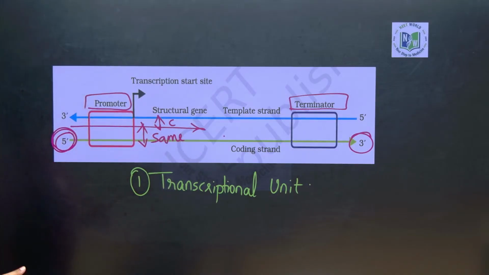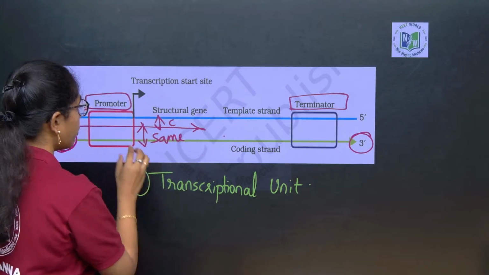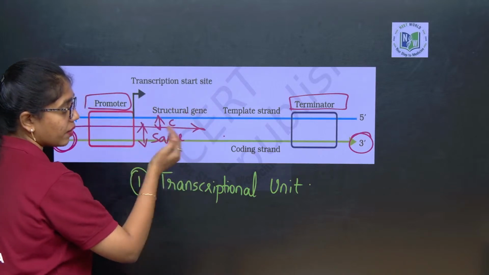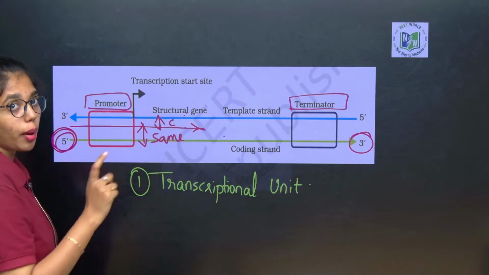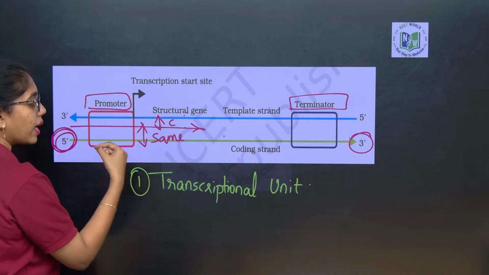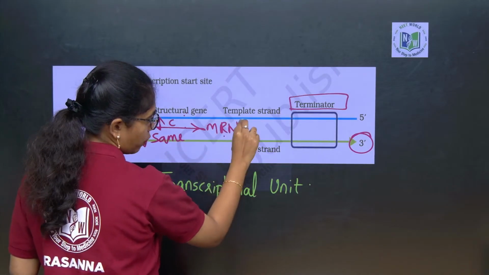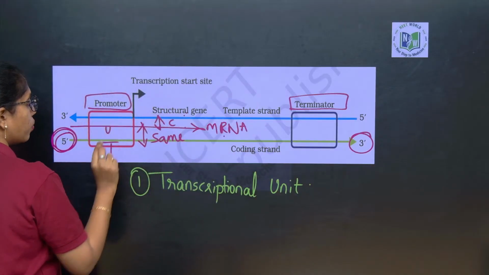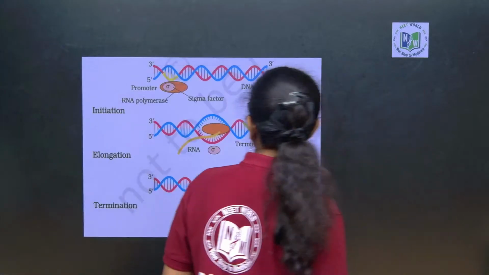So many times this question is asked: look into the sequence and then code. If the template strand is given and you are asked to find the mRNA, copy the complementary strand. If the coding strand is given, then the mRNA strand will be the same as the coding strand, except that in place of T you will have uracil. Rest everything is the same.